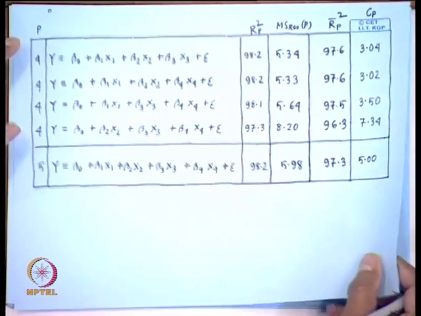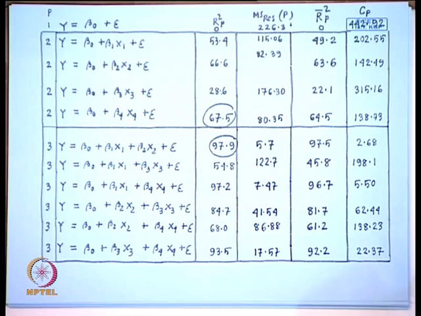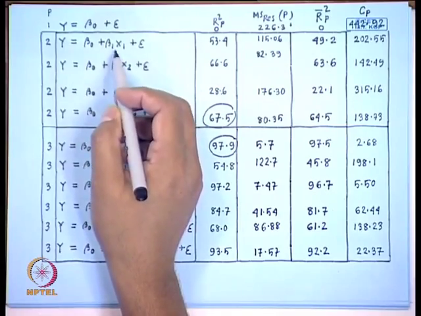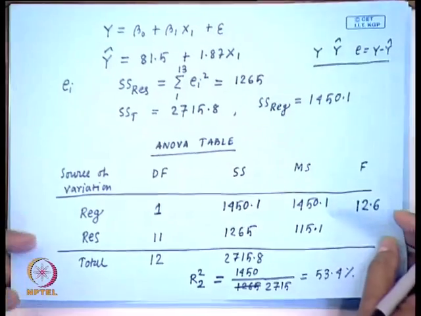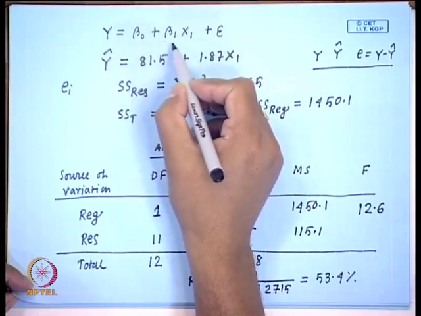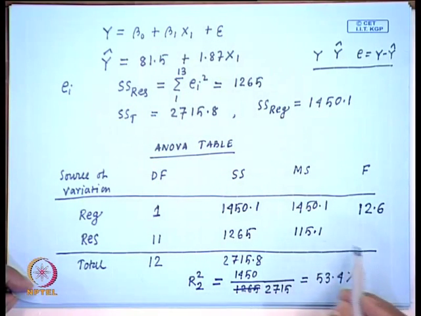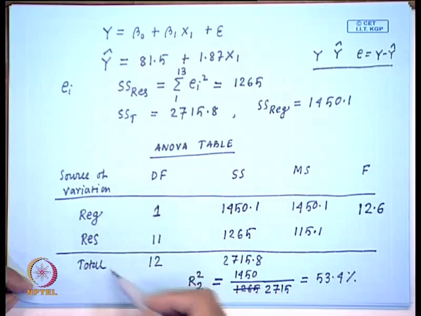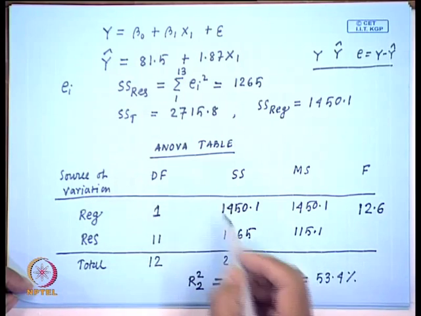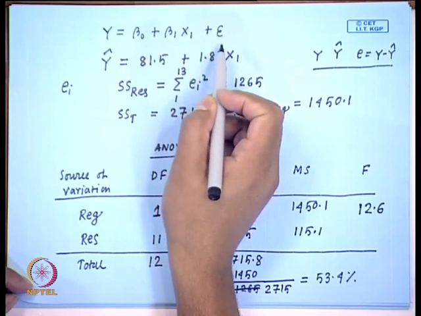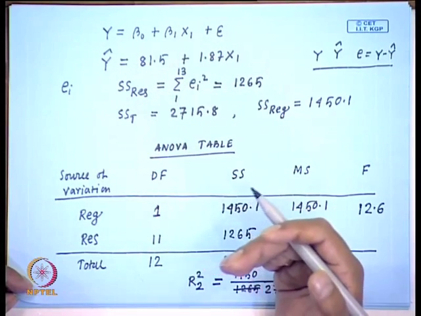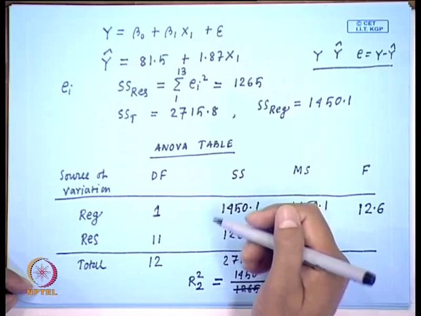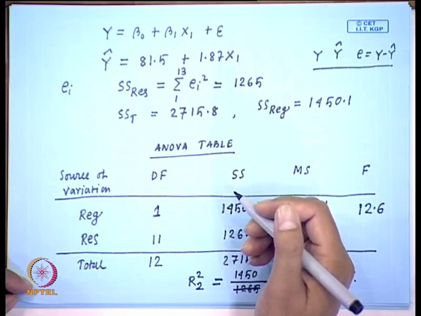And then first we write down all possible models, and then we take one model and we fit that model. Okay. That is what we did in the last class. You consider the model y equals beta naught plus beta 1 x 1 plus epsilon, and you compute the SS total, SS residual, SS regression, and you write down the ANOVA table. Here is the ANOVA table for the first model, and similarly you have to do the same job for all the 16 possible models.